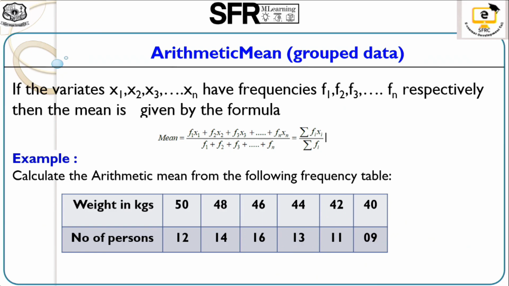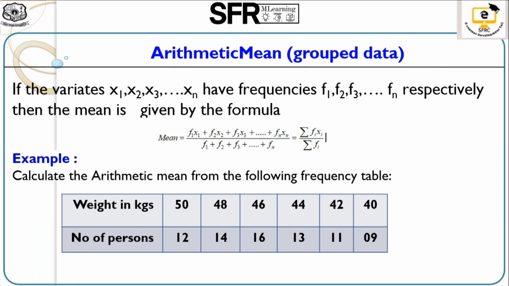Next we see the arithmetic mean for grouped data. Grouped data means the variates x1, x2, etc., xn have frequencies f1, f2, f3, etc., fn respectively. Here the mean is given by the sum of the products of the variates and their frequencies. Therefore, f1 into x1 plus f2 into x2 plus f3 into x3 plus etc., fn into xn, divided by the sum of the frequencies. The formula is defined as summation of fi into xi divided by summation of fi.